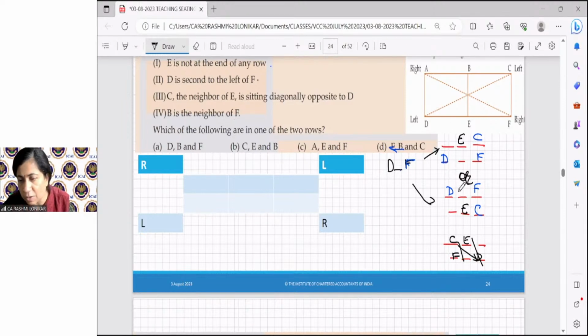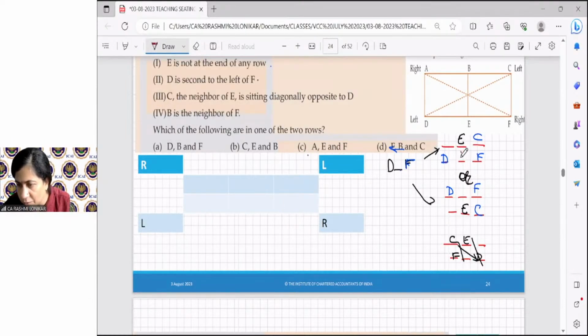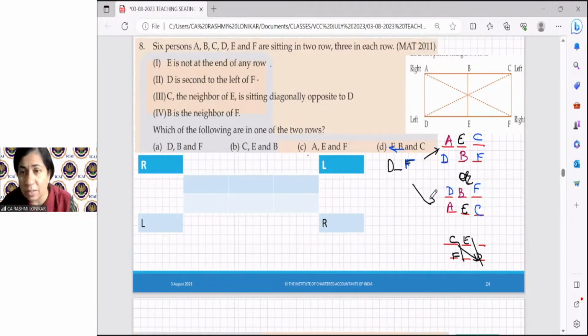B is the neighbor of F. So where will I put my B? B is the neighbor of F, so B is here or B is here. Okay. So where will my A be? A can be here or here. So which of the following are in one of the 2 rows? Both these arrangements are satisfying the given conditions.